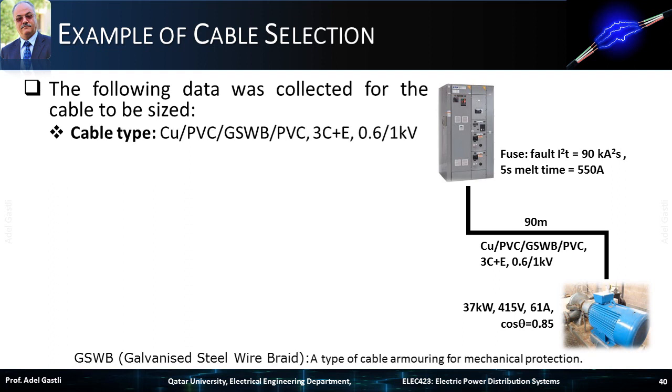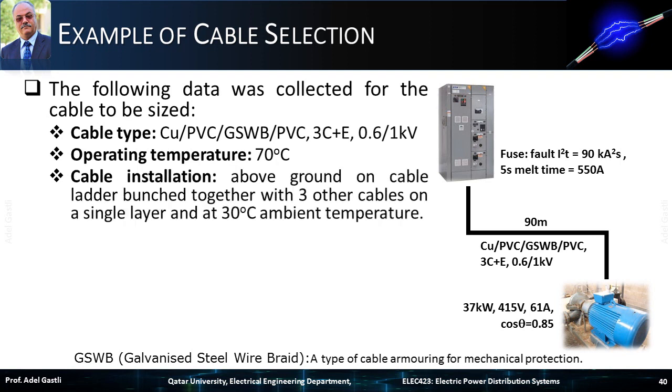Cable type, copper PVC/GSWB/PVC, 3 cores plus earth, 0.6/1 kV. Operating temperature, 70 degrees Celsius. Cable installation is done above ground, on cable ladder, bunched together with 3 other cables on a single layer, and at 30 degrees Celsius ambient air temperature. Cable run is 90 meters, including tails.